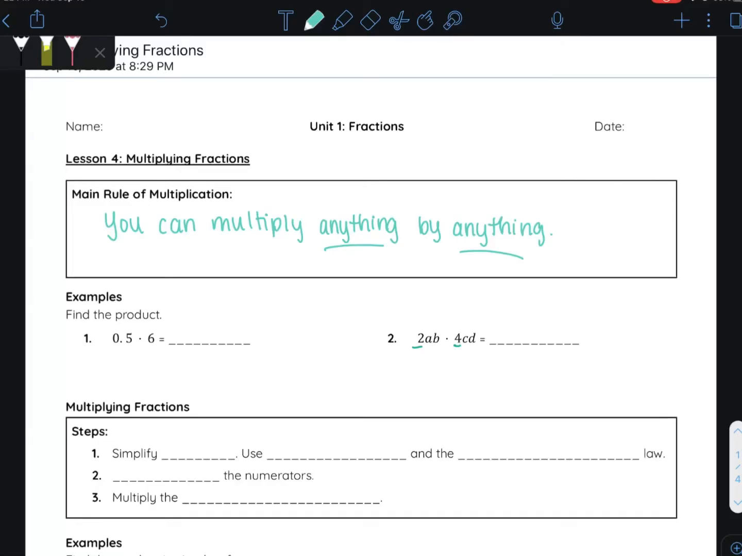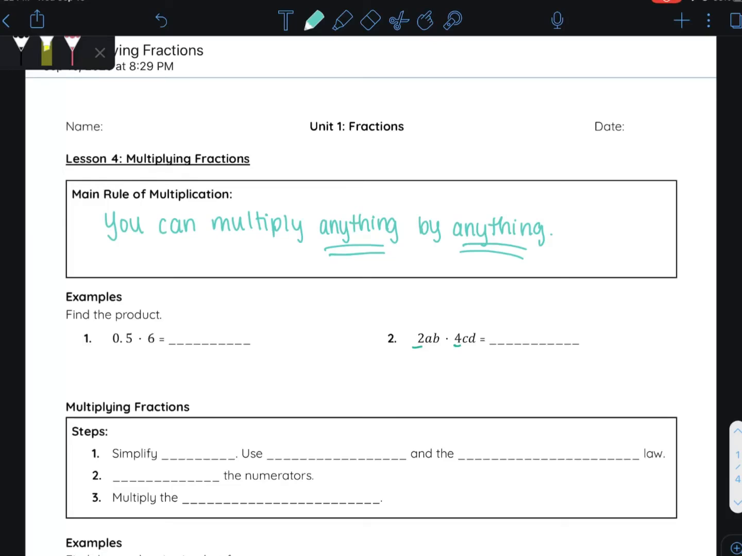For lesson 4, we'll be talking about multiplying fractions. And I want to start out with the main rule of multiplication. So just like we had that rule for addition, this is our rule for multiplication. You can multiply anything by anything. What does that mean? Well, exactly what it says. You don't have to make sure things are the same, and you don't have to make changes most of the time. You can just go ahead and multiply, okay?